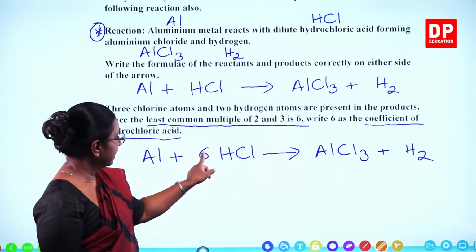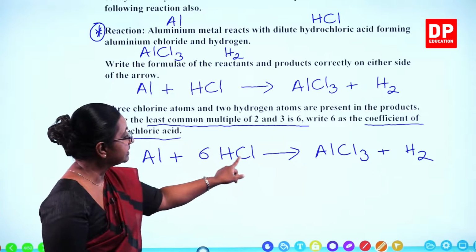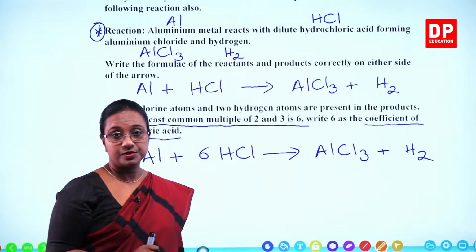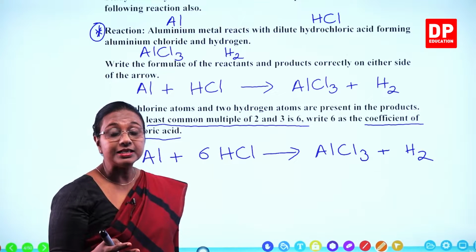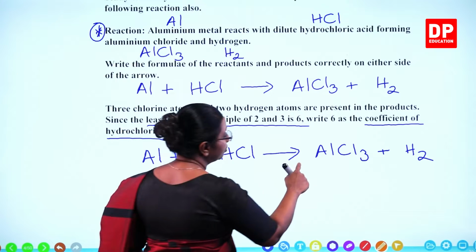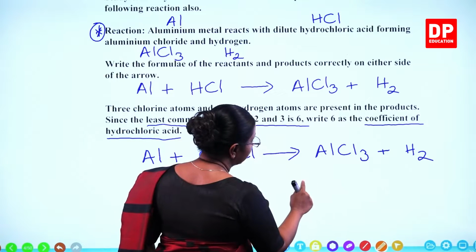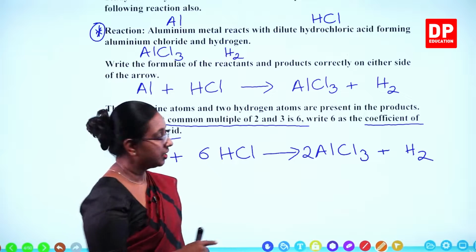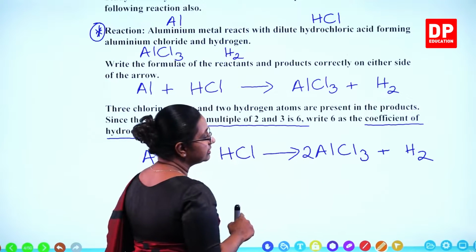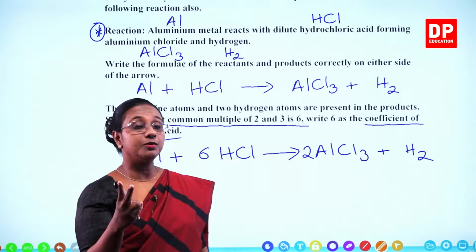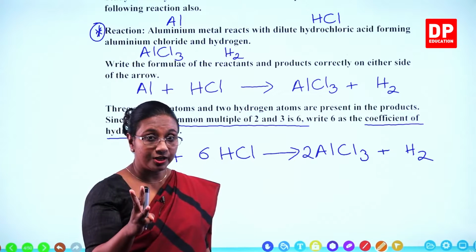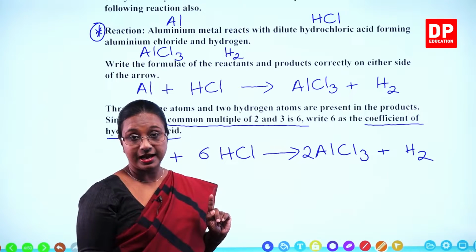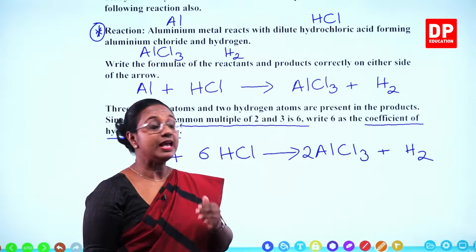Now 6 HCl means 6 hydrogens and 6 chlorine atoms. But here we have only 3 chlorine atoms. So what do we do? We need to make it 6. To do that, we need to multiply by 2. That means you write the coefficient 2 in front of AlCl3. 2 into 3 chlorines. So there are 2 molecules of aluminium chloride. 1 molecule has 3 chlorines. So 2 molecules have 2 into 3, 6 chloride ions or 6 chlorine atoms there.